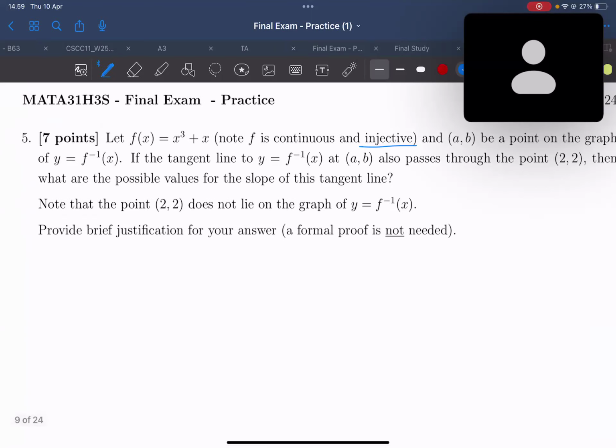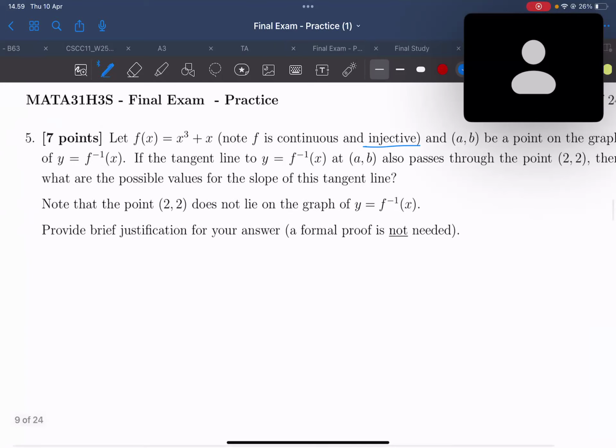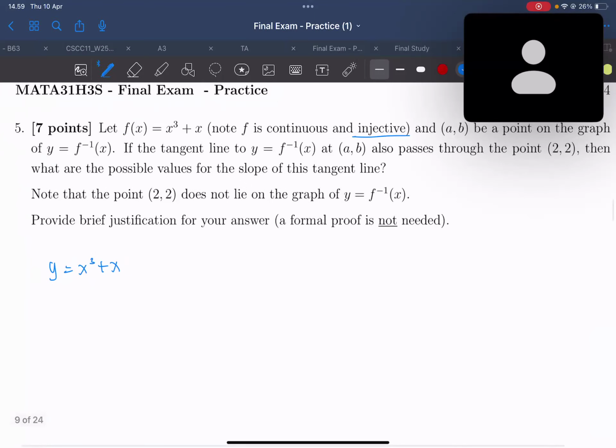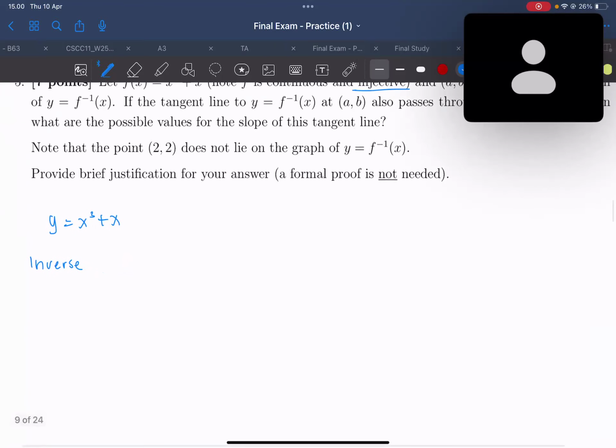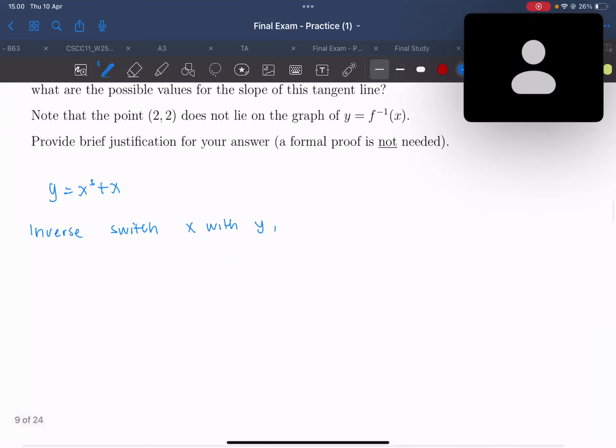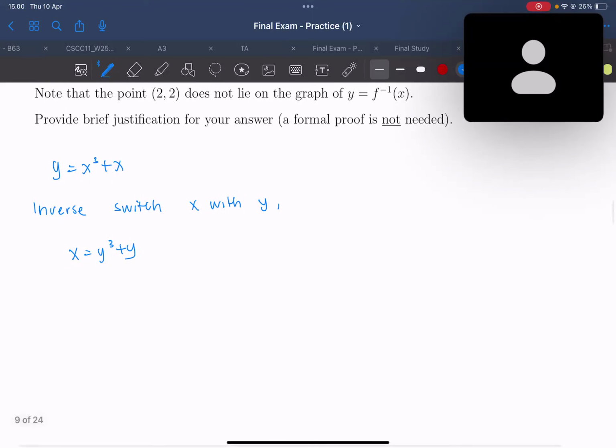the inverse, we just need to switch the y with the x. So right now f(x) equals y equals x cubed plus x, then if we want to find the inverse, we just switch them up. So switch the x with y, so we get x equals y cubed plus y. And if you try to solve and isolate for y, it's a little bit hard, but technically we don't really need to find f inverse. The only thing they ask us is to find the tangent line. So what's more important is the tangent line and not the actual inverse function.